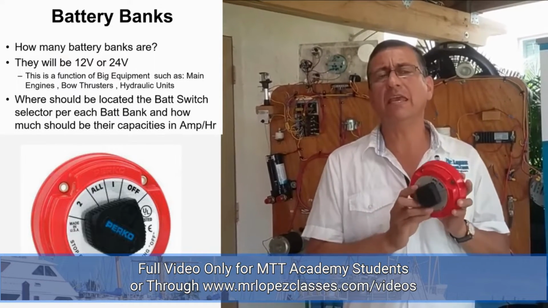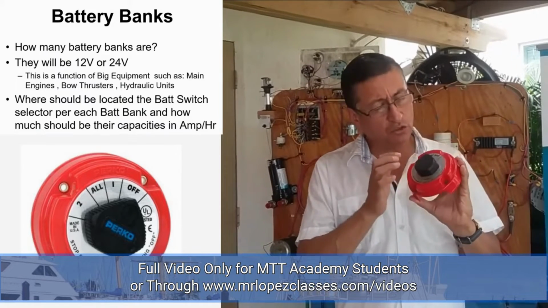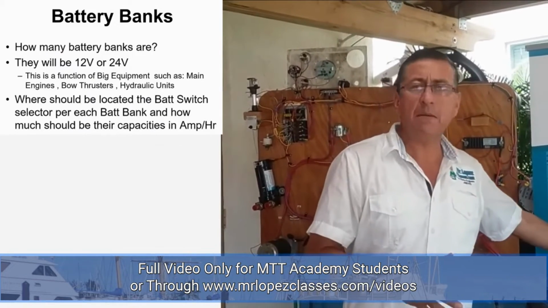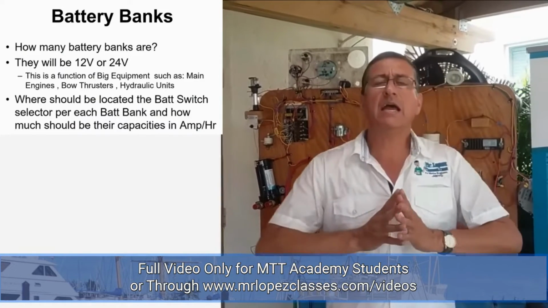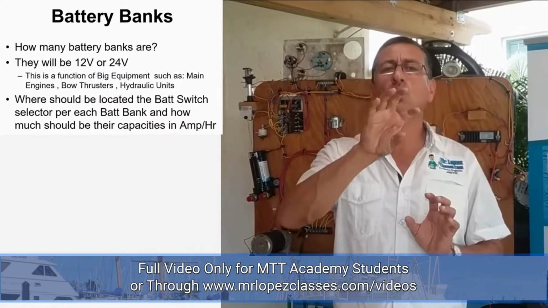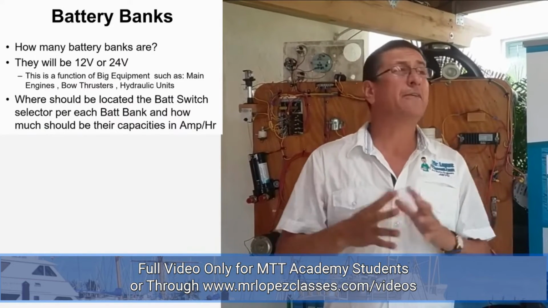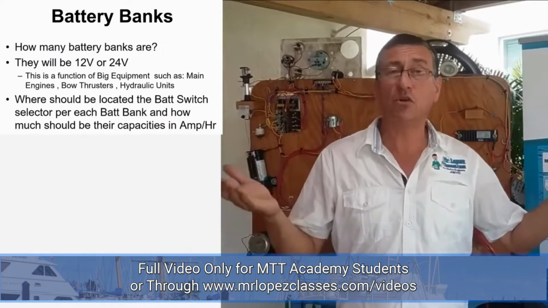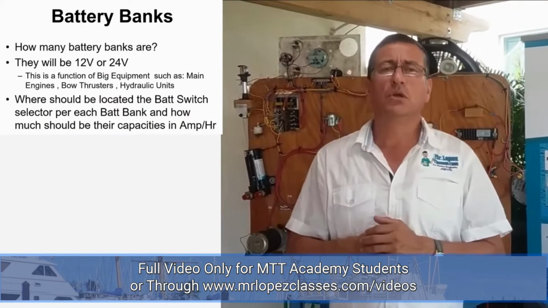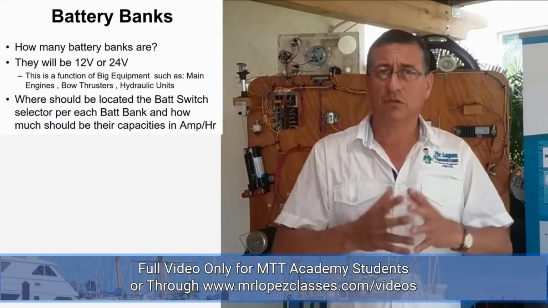Remember that normally each battery switch is good for 2 banks. You have battery bank number 1, battery bank number 2, and the parallel. Each battery bank is good for 2 groups of batteries. I have 6 groups of batteries, so probably I need 3 of those. It depends on your decision.